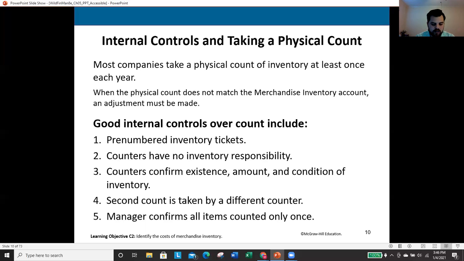Now, of course, next, whoever is doing the counting should know enough about the product or the items to be able to accurately identify them, which means they would then be able to actually confirm the existence, amount, and condition of inventory. So here's the deal. I don't know very much about heavy machinery. If you sent me out to look at a bunch of heavy machinery and they told me this item right here is item number 124, I wouldn't have any idea if that was item 124 or not, unless you gave me some kind of information as to how I would identify that product.